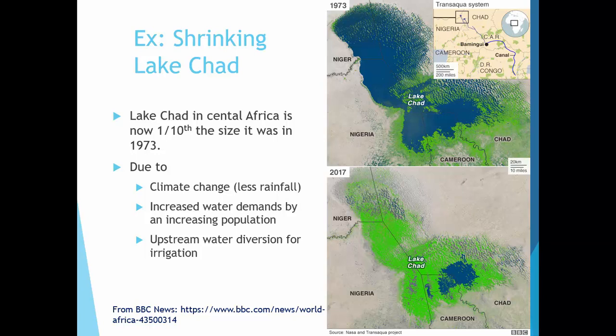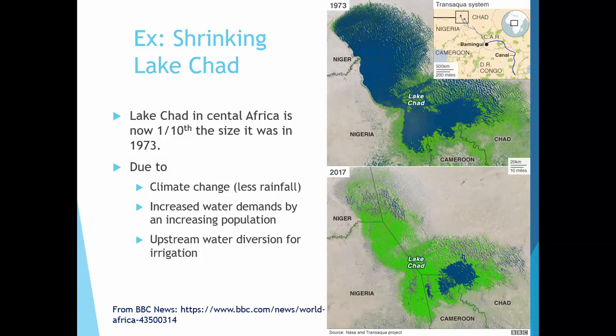One issue is climate change. So in years where they're seeing less rainfall, this lake is shrinking faster, and so the shrinking of Lake Chad has definitely increased as we're seeing less rainfall due to climate change. There's an increasing population in the region, and so there's more demands on the water, and as a result there's more diversion of water upstream, and that water is being used for irrigation and for human use and consumption.